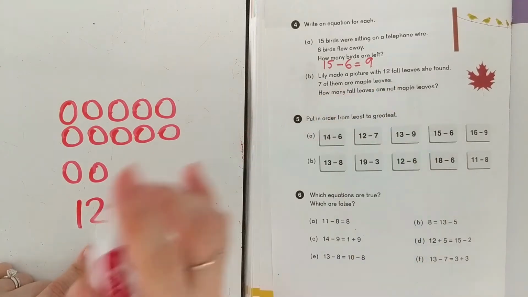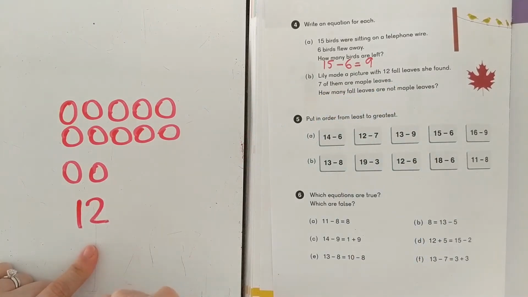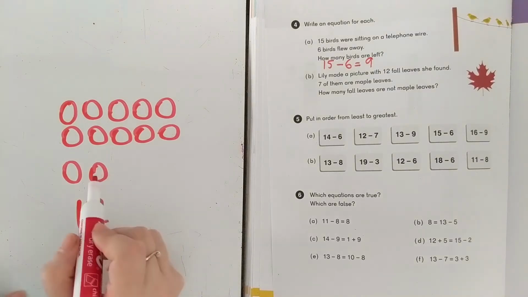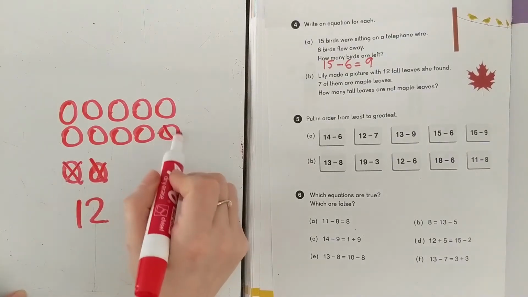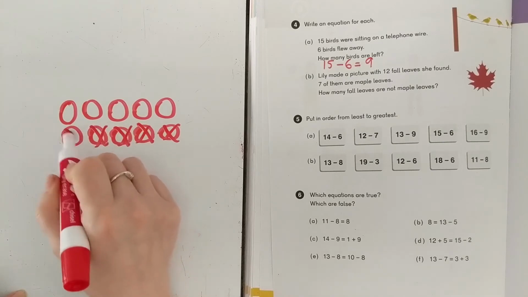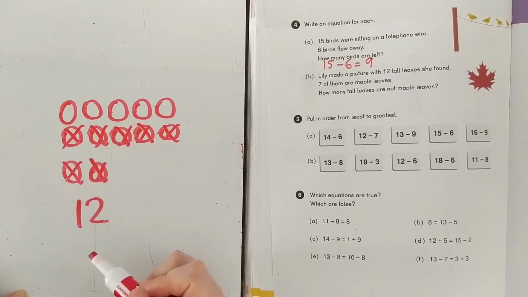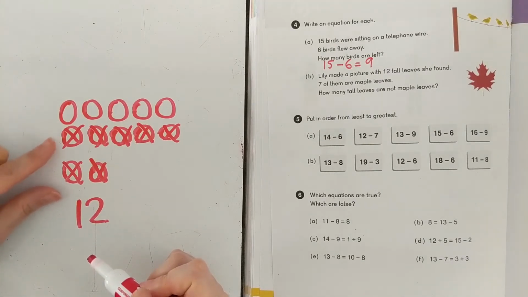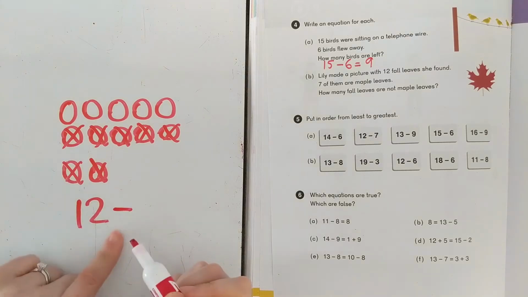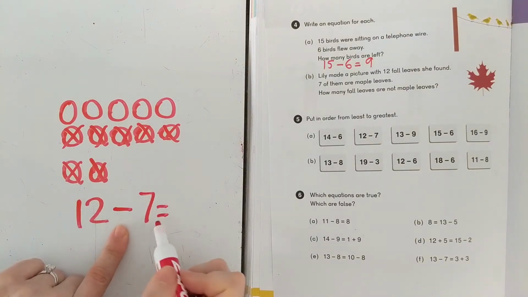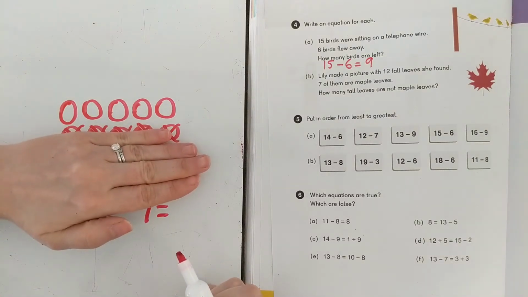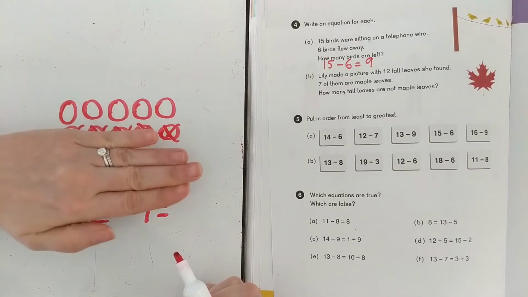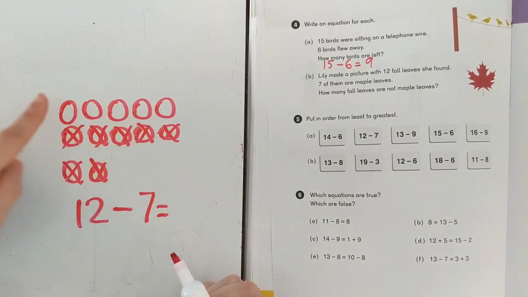7 of them are maple, so I know 7 are maple. I'm going to mark the ones that are maple. 1, 2, 3, 4, 5, 6, 7. In order to find out how many leaves are not maple, we take away what we know. We knew what was maple? 7. We're taking away 7 to figure out what is left that are not maple. This is maple, not maple.